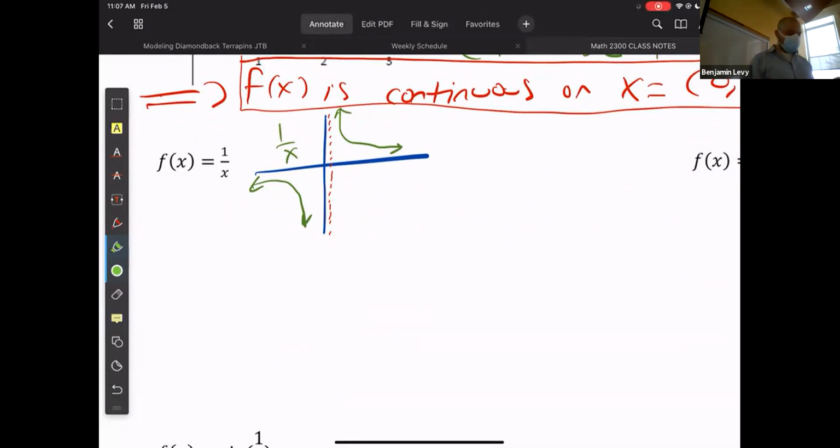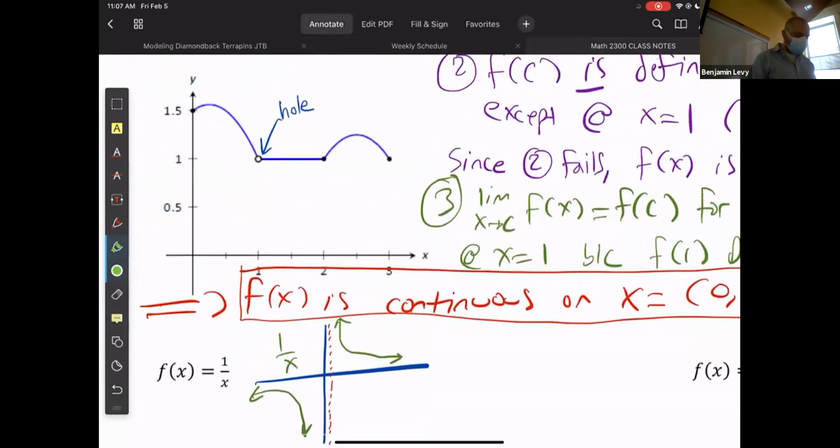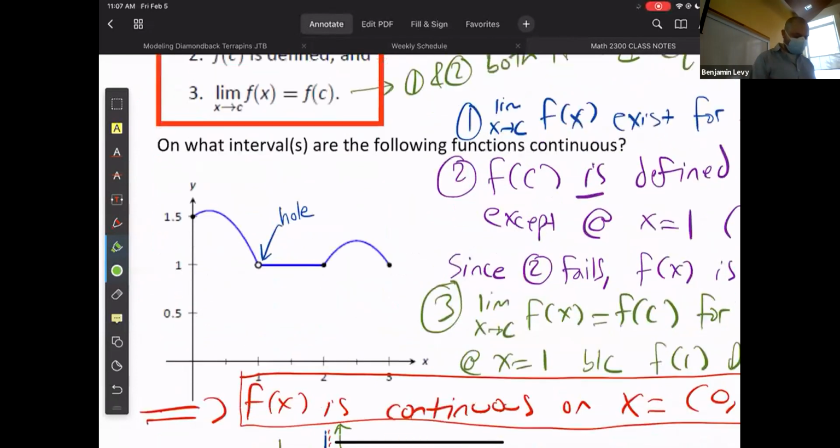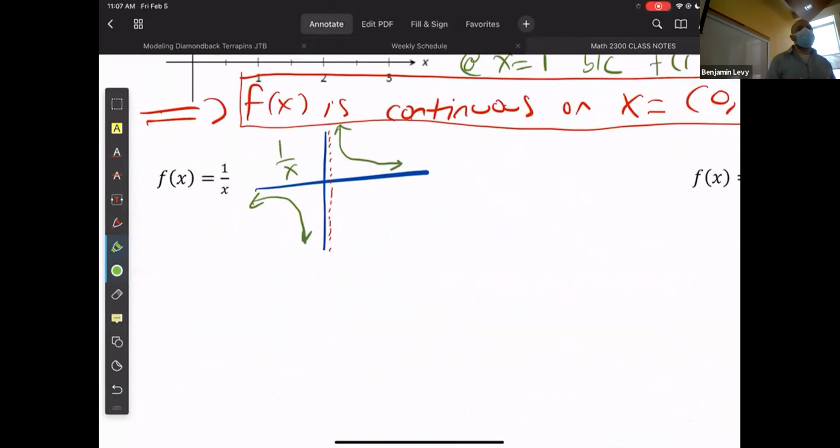At 0, at x equals 0. Does the limit exist? Is the function defined there? Does the limit equal the function value? Thoughts at 0 in that graph? So something fails at 0, at least one thing. That's what that is.